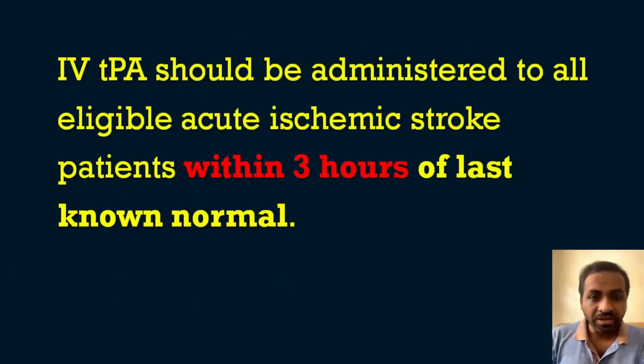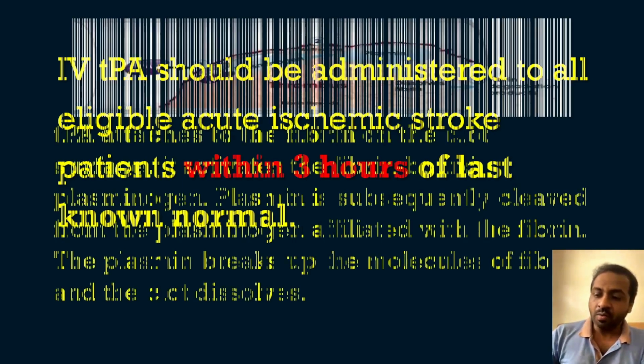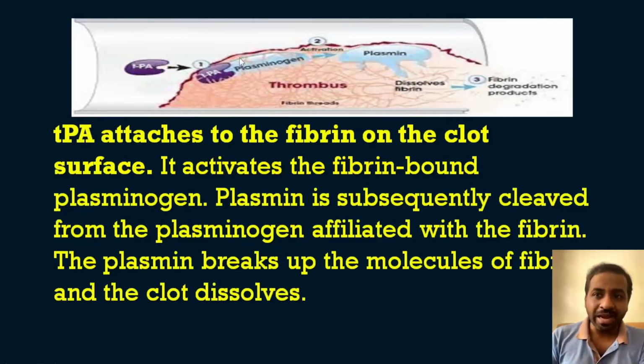So IV tissue plasminogen activator should be administered to all eligible acute ischemic stroke patients within 3 hours of last known normal. Okay, and in some other studies they have mentioned up to 4.5 hours we can use IV TPA. So how this TPA will act, that we can explain with the help of this diagram.